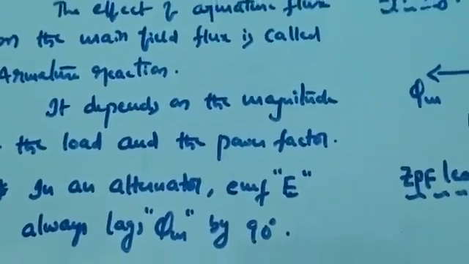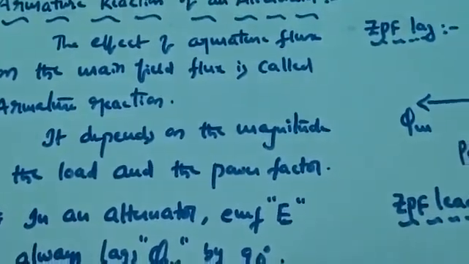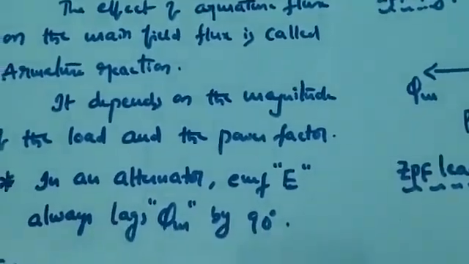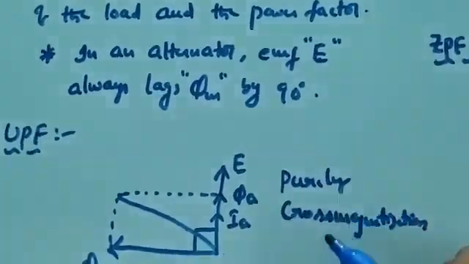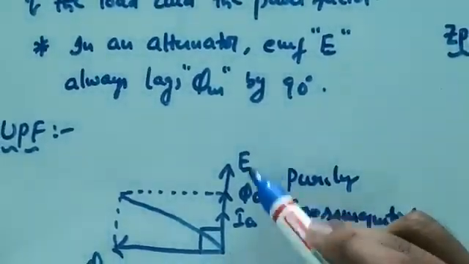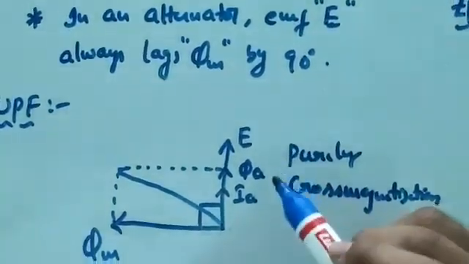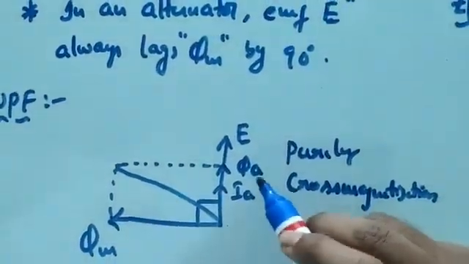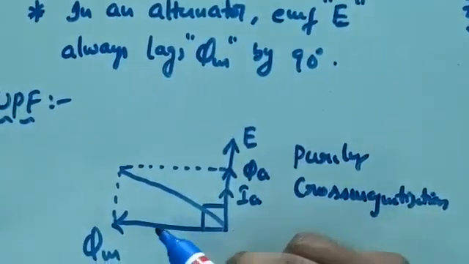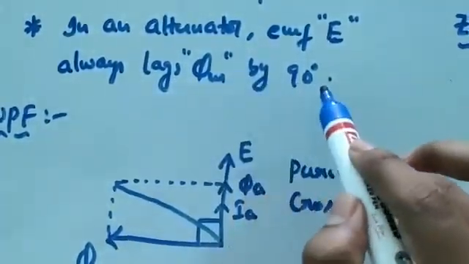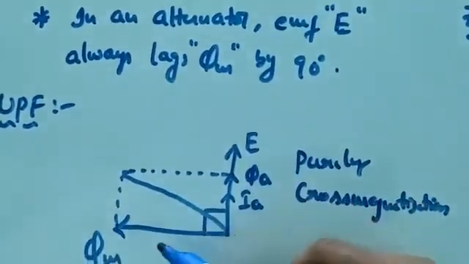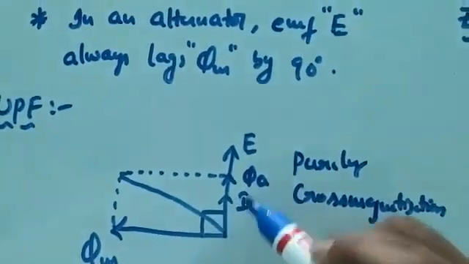Now let us concentrate on the effect of armature reaction under different power factors. First one is unity power factor. Unity power factor means both voltage and current are in phase, that means phi equal to 0. I told you that in an alternator, EMF E always lags phi m by 90 degrees.